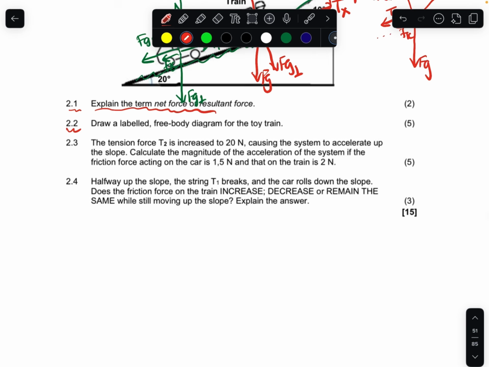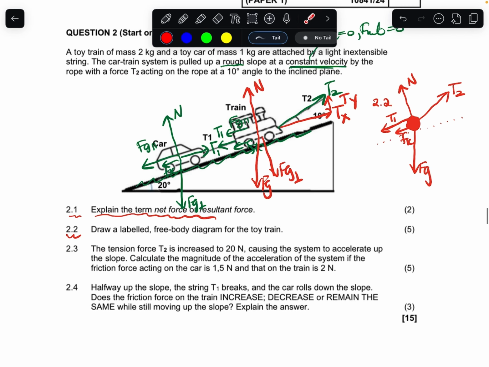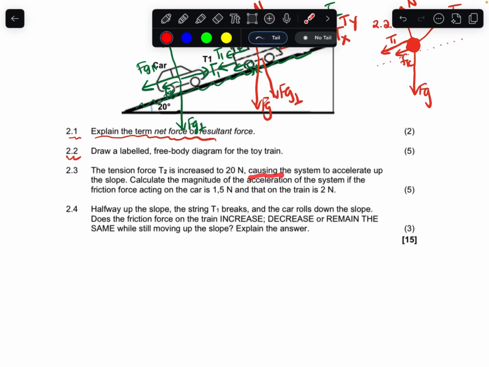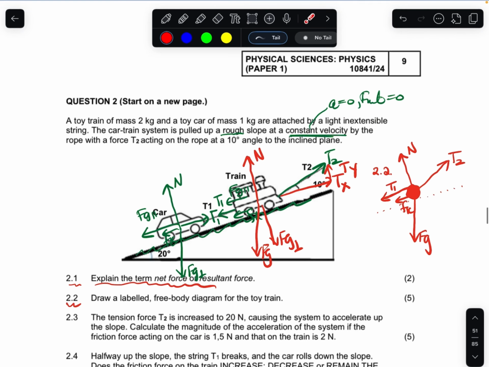2.3, it says a tension T2 is increased to 20. Whatever force it was, this force now has increased to 20, causing the system to accelerate up the slope. Calculate the magnitude of the acceleration of the system if the friction acting on the car is 1.5 newtons and that on the train it's 2. Now it's accelerating. It was not accelerating. The acceleration was 0 because it was moving at constant velocity. Now it's no longer moving at constant velocity.